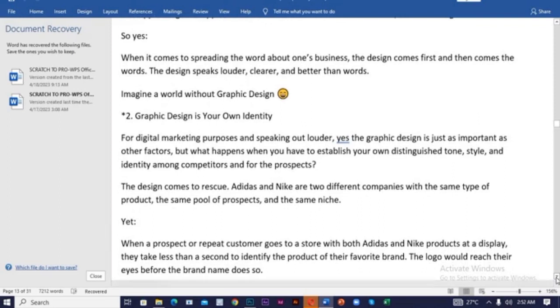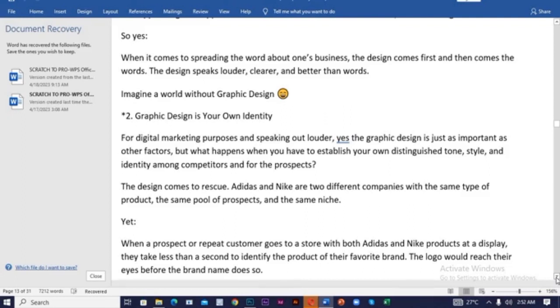For digital marketing purposes and speaking out loud, and that's one of the purposes of graphic design. So if you want to promote your business online to reach more audience, you don't have to start speaking grammar and the rest of that. You just place your design and post it on any of your social media handles, and then you promote it, you market it. Then when people see your flyer, when people see your design, they can understand immediately what you are trying to tell them through your design. So that is what visual communication does.